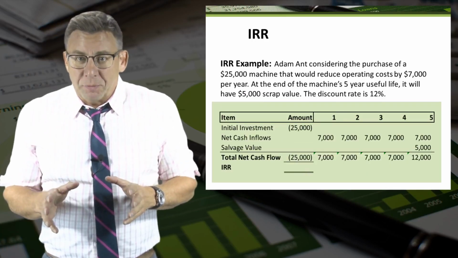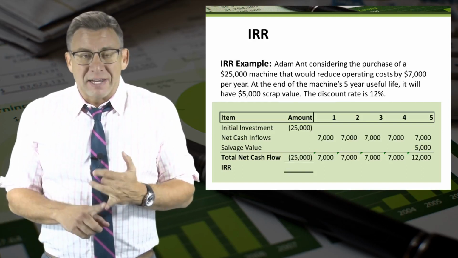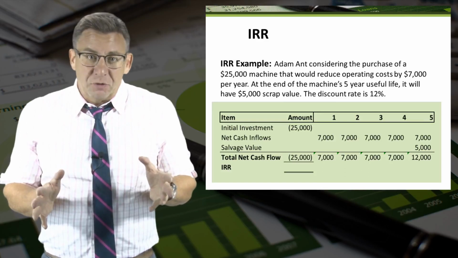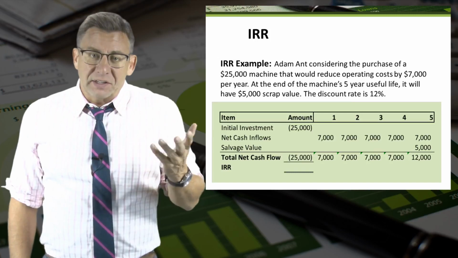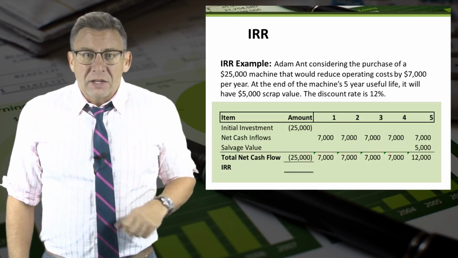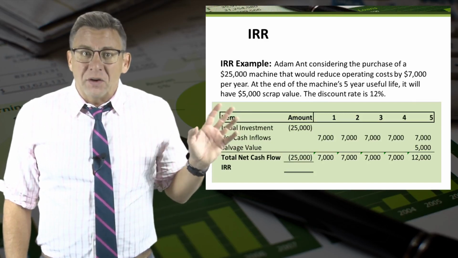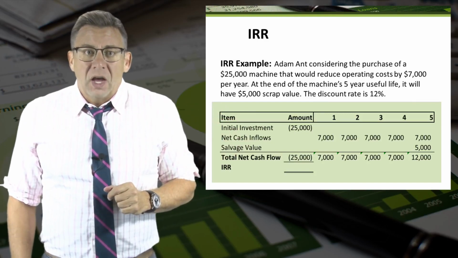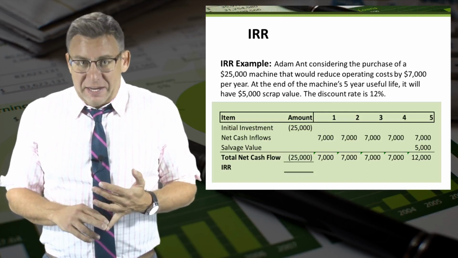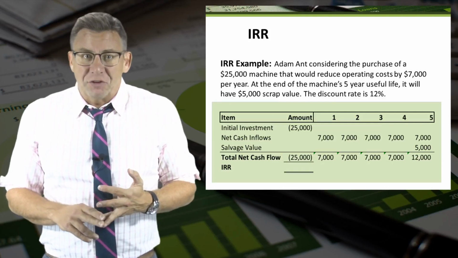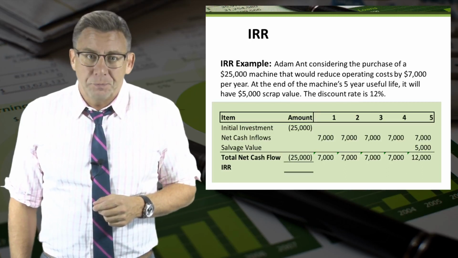Adamant is considering the purchase of a $25,000 machine that would reduce operating costs by $7,000 per year. At the end of the machine's 5-year life, it will have $5,000 scrap value. The discount rate is 12%. So you can see I listed the items in the table and when their related cash flows occur. I also made sure to note which were cash inflows, like the savings in operating costs and the salvage value, and which were cash outflows, like the initial cost of the machine.